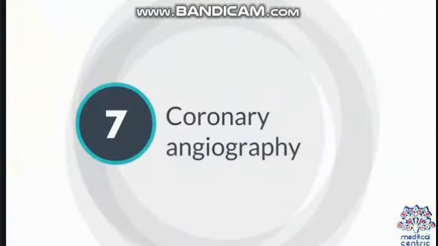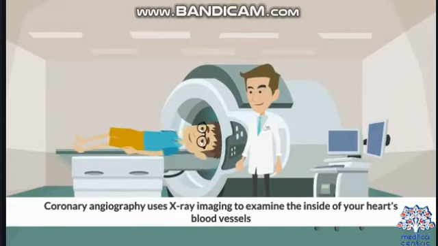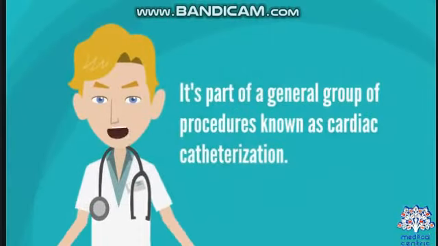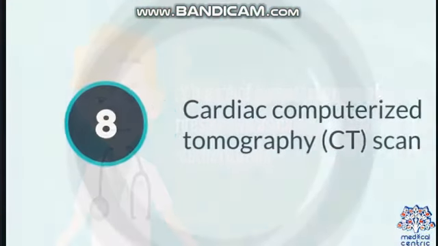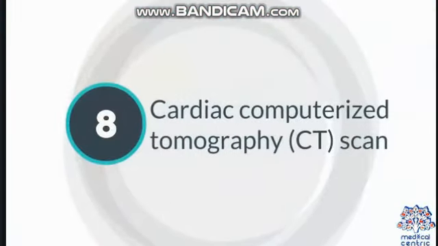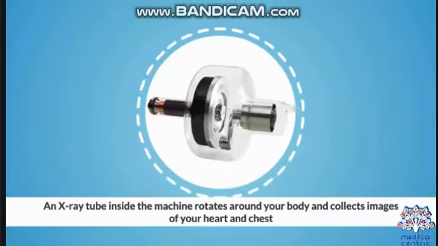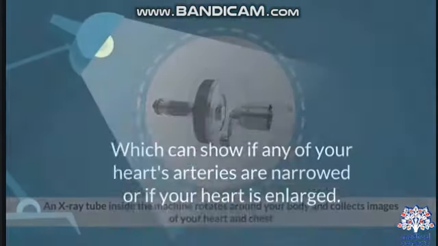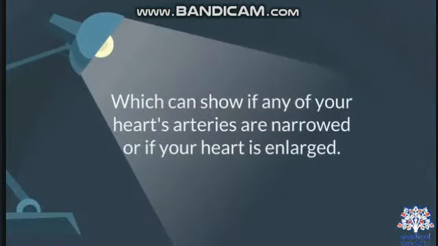Coronary angiography. Coronary angiography uses X-ray imaging to examine the inside of your heart's blood vessels. It's part of a general group of procedures known as cardiac catheterization. Cardiac computerized tomography, or CT scan. An X-ray tube inside the machine rotates around your body and collects images of your heart and chest, which can show if any of your heart's arteries are narrowed, or if your heart is enlarged.